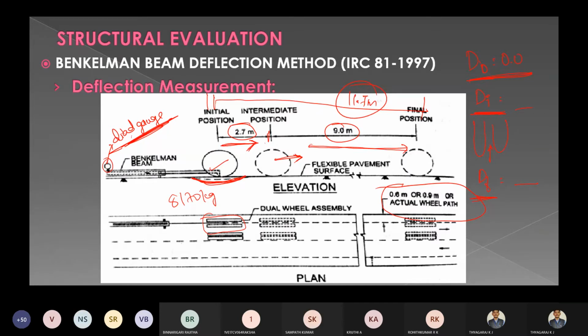Okay. So once again, I am going to explain. Carefully observe. In the exam, they will ask this procedure, how to conduct this BBD.